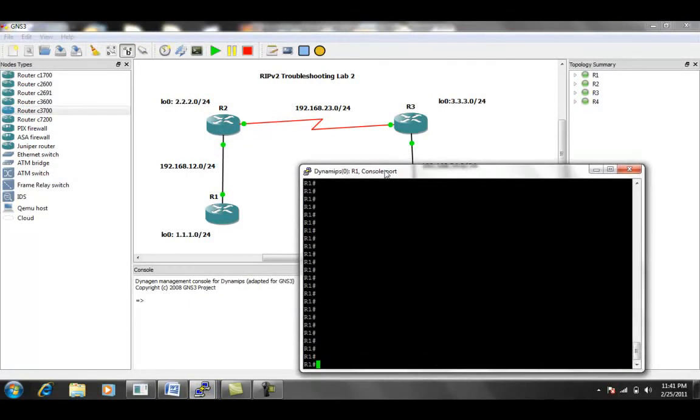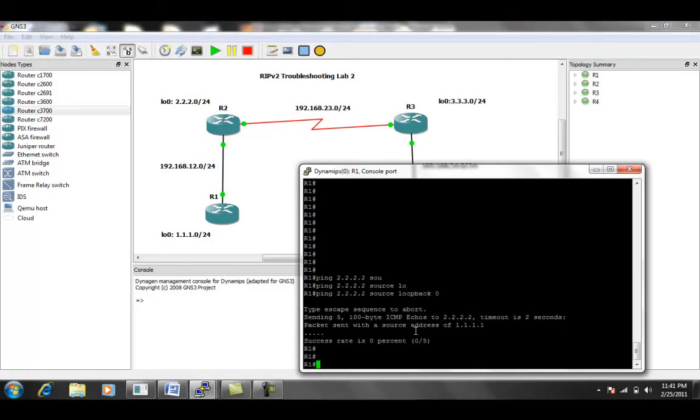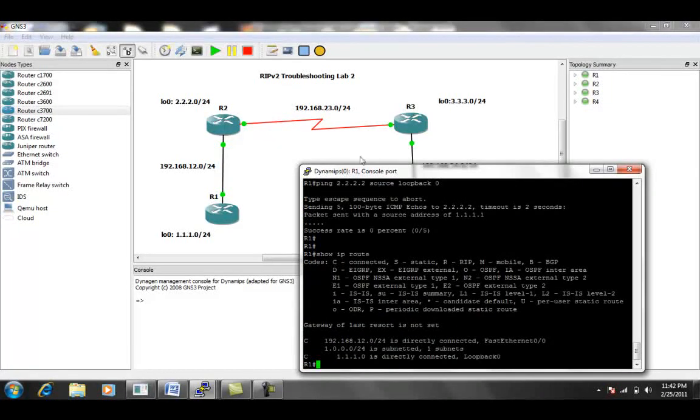It's very rare that this is going to work right off the bat. So ping 2.2.2.2, then we can source this from our loopback 0 interface. And as we can see, we are unsuccessful in doing so. If we look on R1 and do a show IP route to see if the 2 network is even in our routing table, you can see that the 2 network is not present.